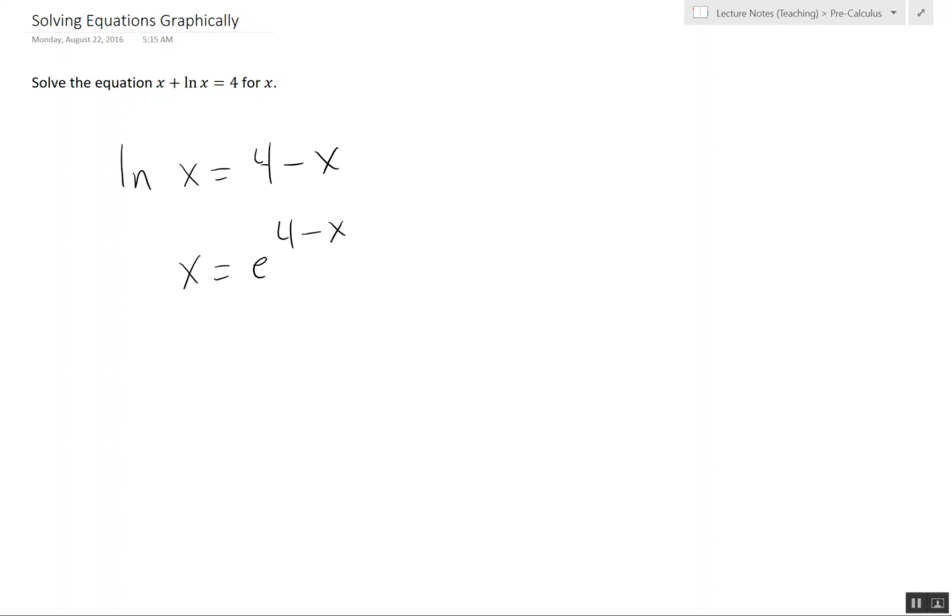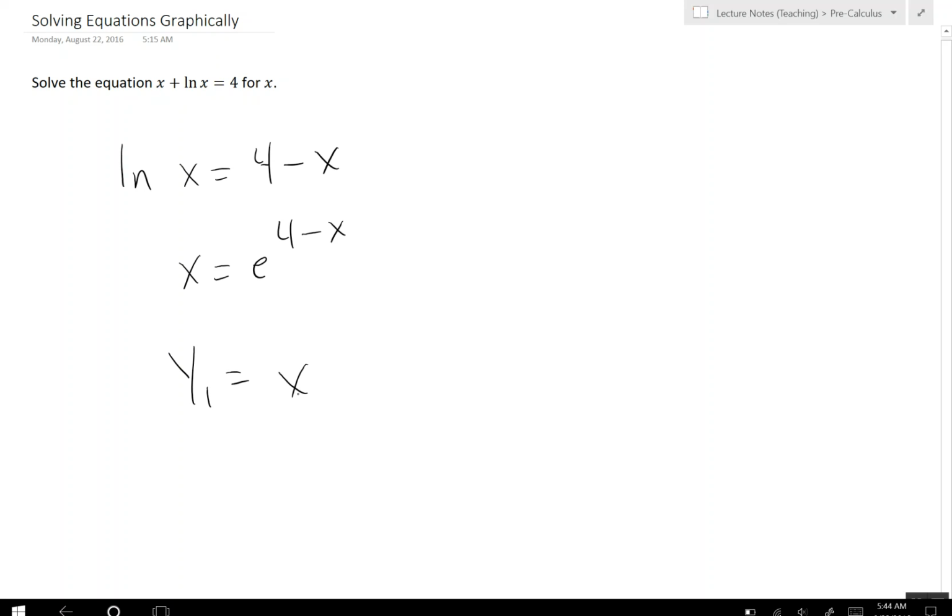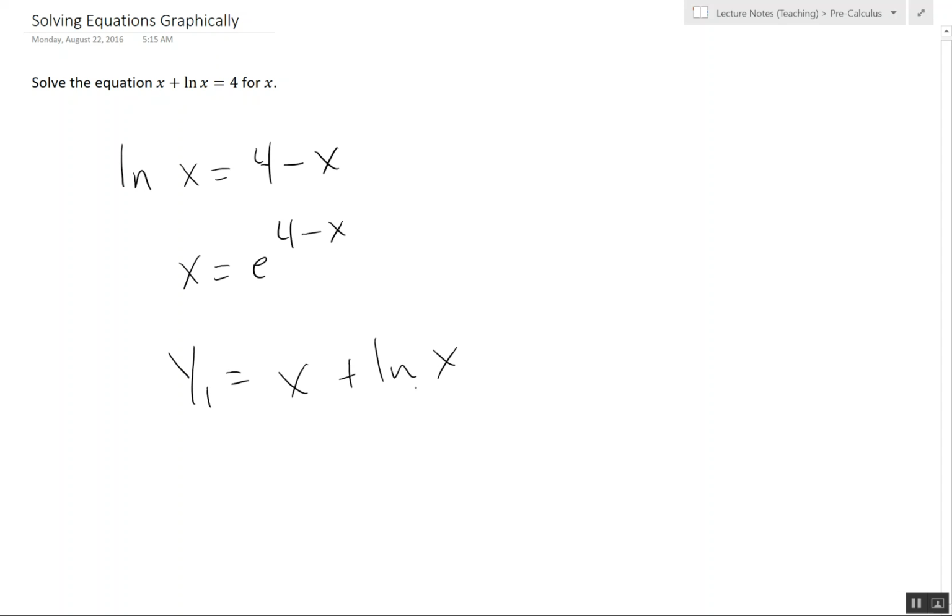So instead, what we're going to do is a graphical method. We're going to punch this equation into the calculator in two parts. We're going to let y1 equal x plus ln of x, and we're going to let y2 just equal 4, because if they're equal to each other, then the graphs of these two functions, y1 and y2, are going to intersect at some point. So let's see if they do.